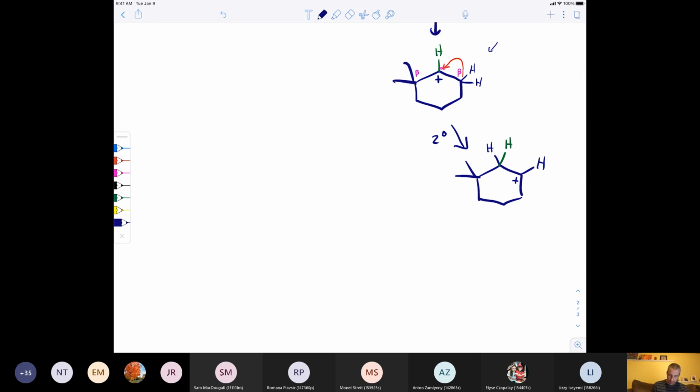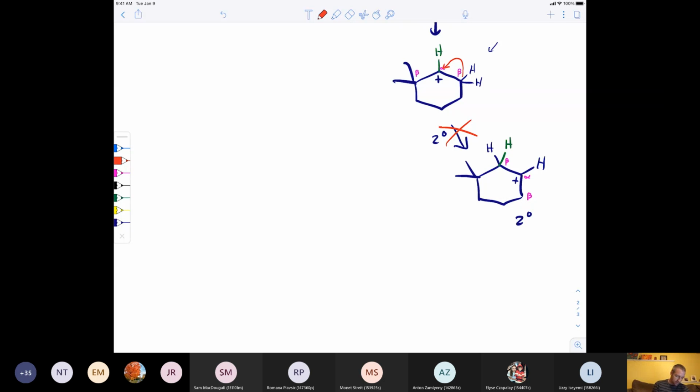Now, look what we did. We switched one of those beta hydrogens over, but what that did is just made a different secondary carbocation, right? This one is still secondary. It has 1, 2 betas, 1 alpha. A secondary to a secondary is not a productive rearrangement, so this is not one that we would draw. This is not something that we should be looking for.